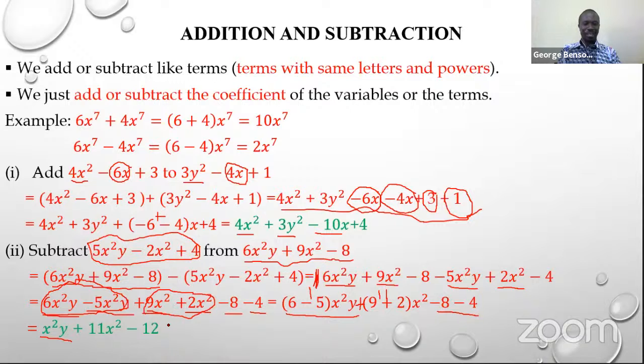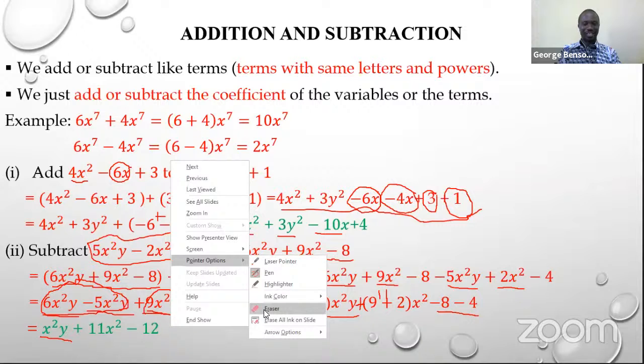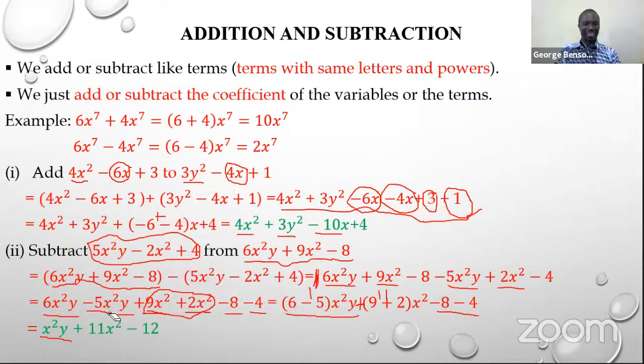Let me erase some of my things so that it will be clear. So please, when I write this, 6x squared y minus 5x squared y, I can simply come to the next one as x squared y. Is that okay? But it's for the purpose of our understanding. That's why we are intentionally putting this in brackets, to see the ones we are adding or subtracting. It's just for our understanding at this stage.